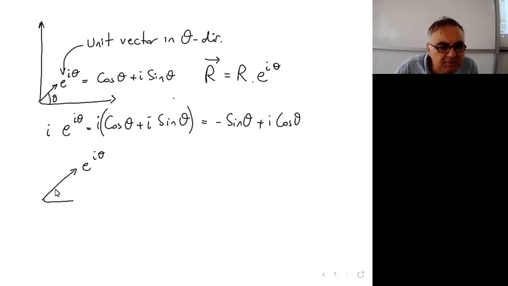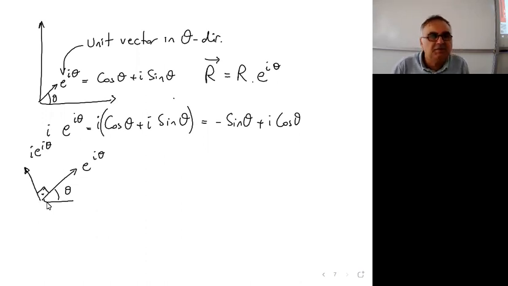So if this is theta, think about it. Now this unit vector has a component of minus sine theta in the x direction, and cosine theta in the y direction. So actually, this is this unit vector. So this is i times e to the i theta. Okay. So basically, multiplying by i is equivalent to rotating a unit vector 90 degrees.